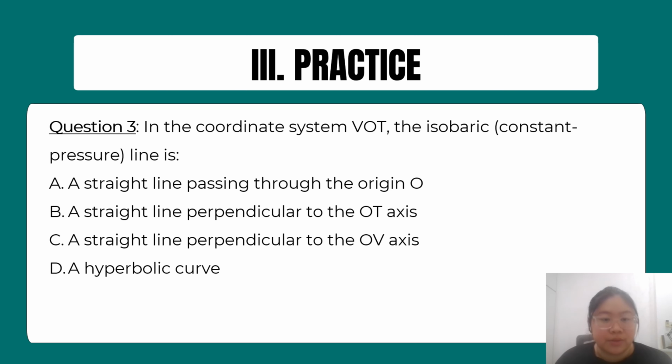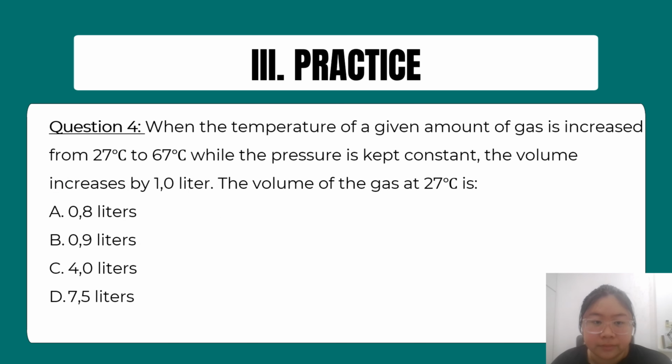Next is question 3. In the coordinate system VOT, the isobaric constant pressure line is... Oh, it's an easy question again. Yes, we will choose the answer A: a straight line passing through the origin O. Now let's move to question 4.